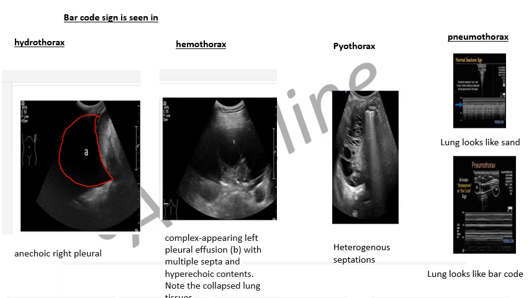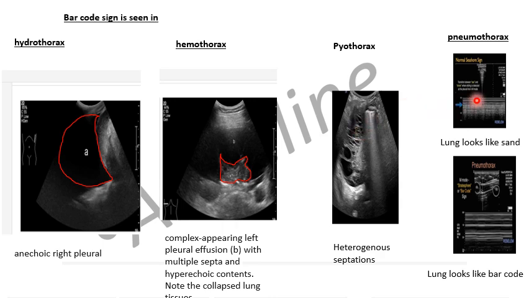Anechoic, hypoechoic, grayish. Fine. And not only that, you also find a collapsed lung inside, which is hyperechoic. Inside the fluid, you have a collapsed lung. That is hemothorax. Coming to pyothorax, you will find hyperechoic, hypoechoic, anechoic, and strands, because that pus will start organizing now and form strands. This is classic of pyothorax.